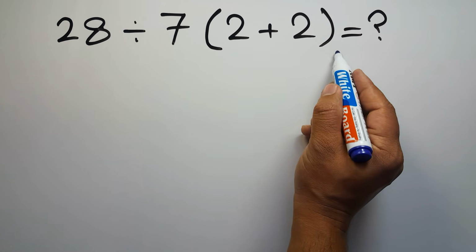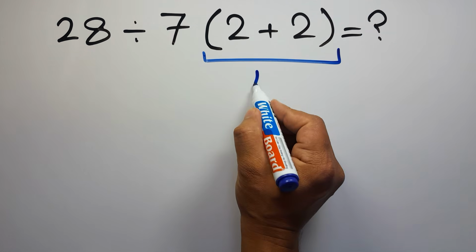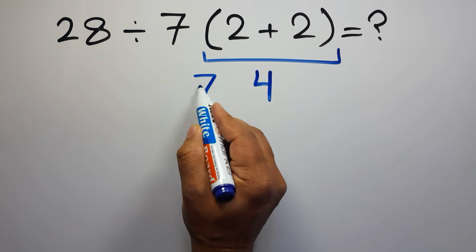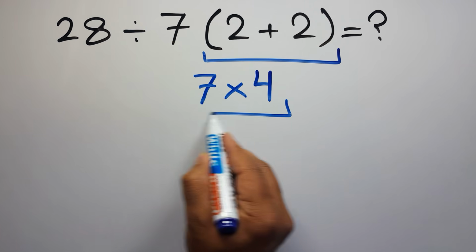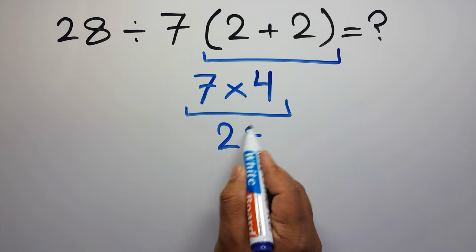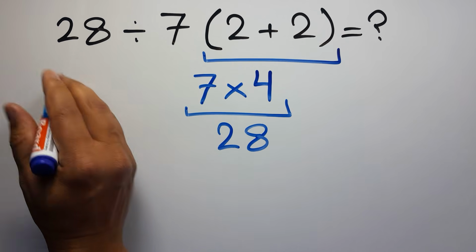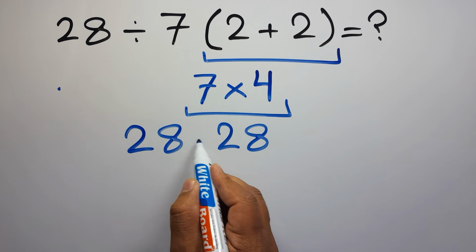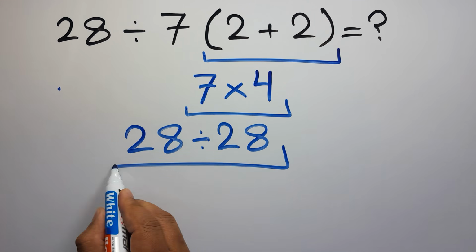2 plus 2 gives us 4. And 7 times 4 equals 28. So 28 divided by 28 is just 1.